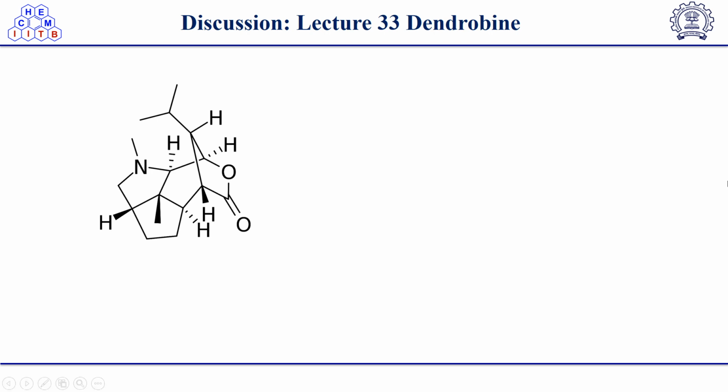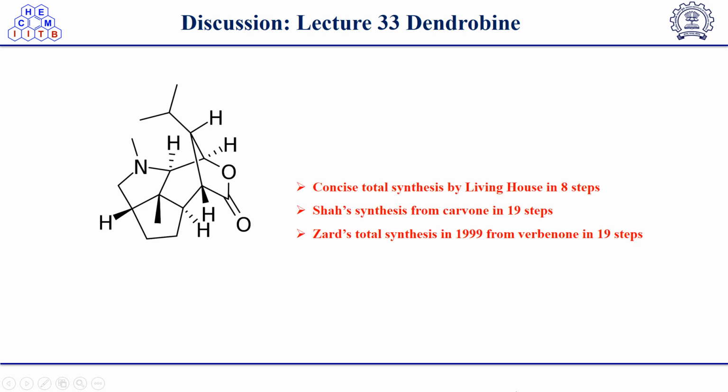And as we can see, there are seven chiral centers in total in dendrobine, out of which six are contiguous. So as we can see, 1, 2, 3, 4, 5, 6, and 7. So seven chiral centers are there, out of which these six are contiguous in nature. So there are three five-membered rings, one of which is a lactone, that is this one, and another is a substituted pyrrolidine ring. Then there is a six-membered ring, and this compound dendrobine was isolated in 1932 from the Chinese ornamental orchid Dendrobium nobile.